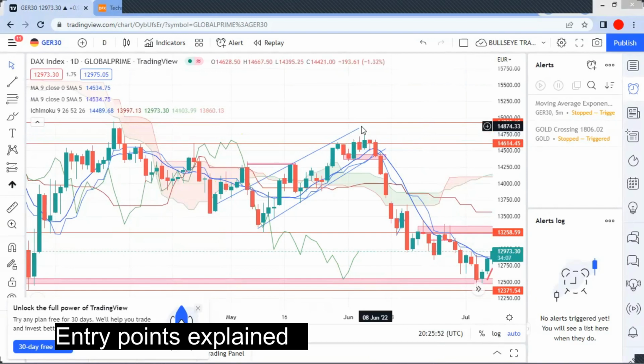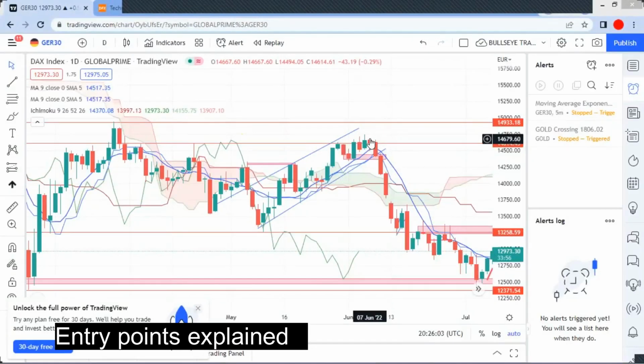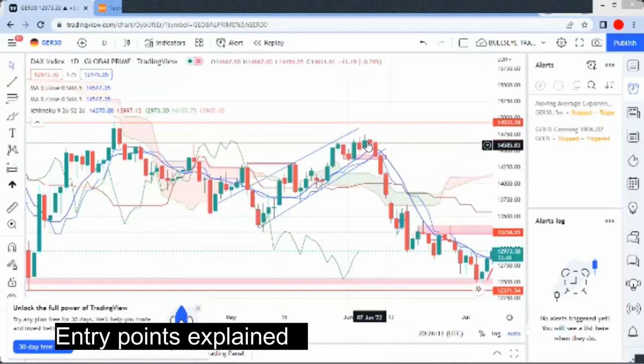What I want to explain is the part of snipe entries. Then we will go to the technicals and how we get our signals. Now, if you can check, at this point we can see that the market confirmed that we are going to have a change in the trend.